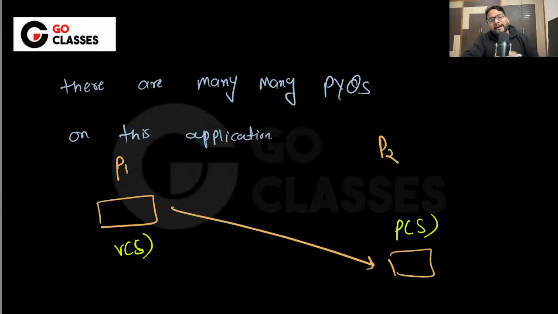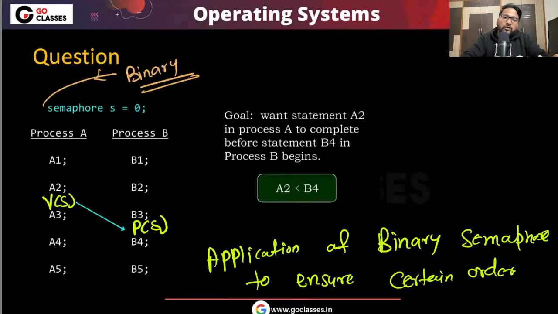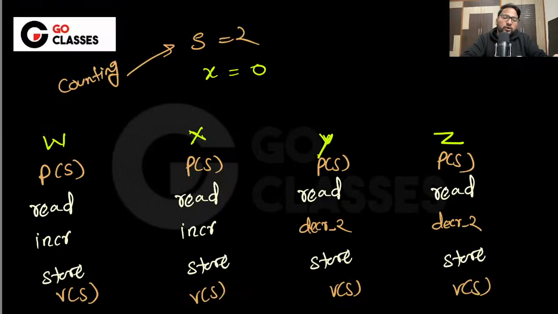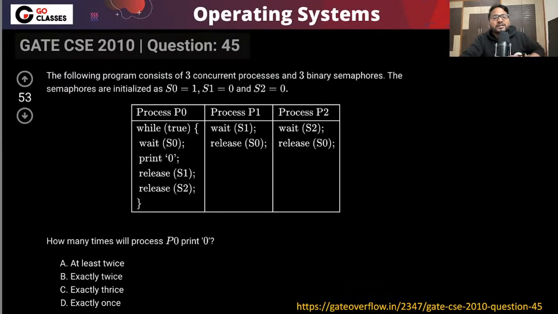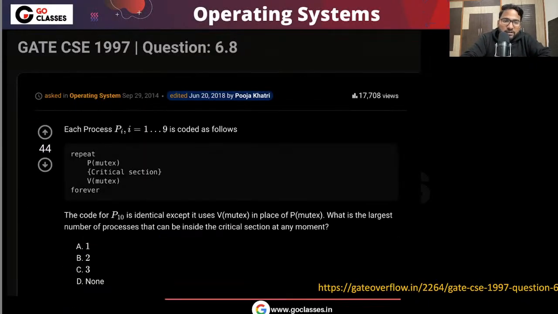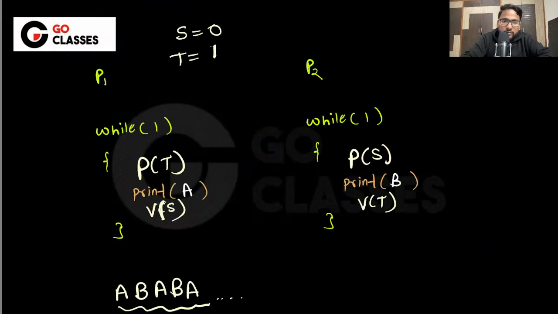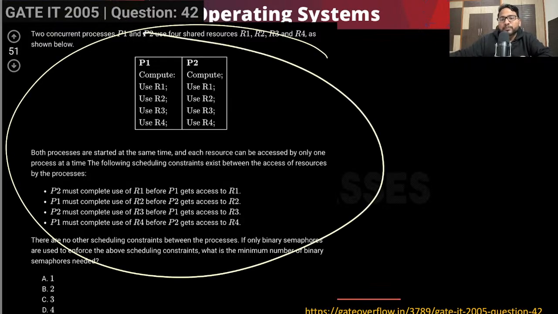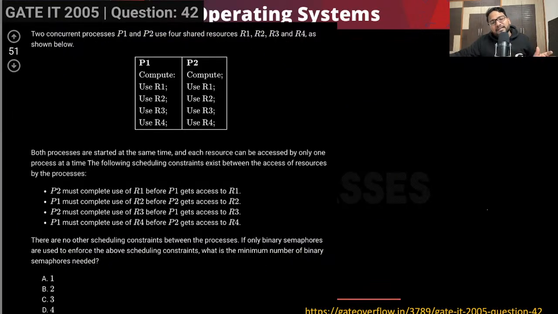Now, one thing you might have understood a little bit: semaphore is used to ensure the order. Semaphore is used to ensure the order. Now let's just solve these kind of problems. Let me go over that problem. Let's solve this problem which was asked in GATE 2005. This particular problem is based on the same idea that semaphore is used to ensure the order.